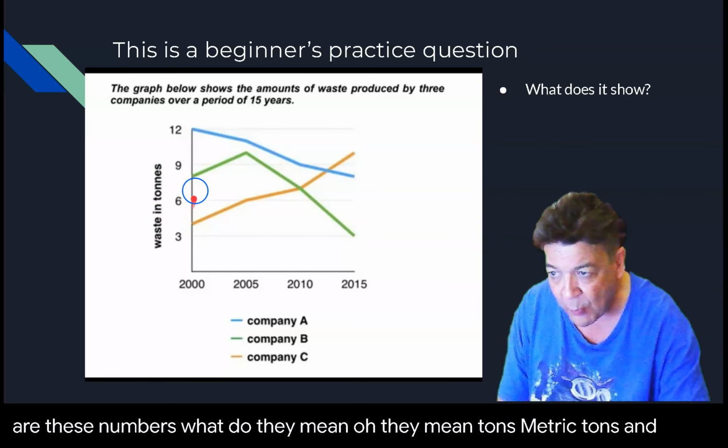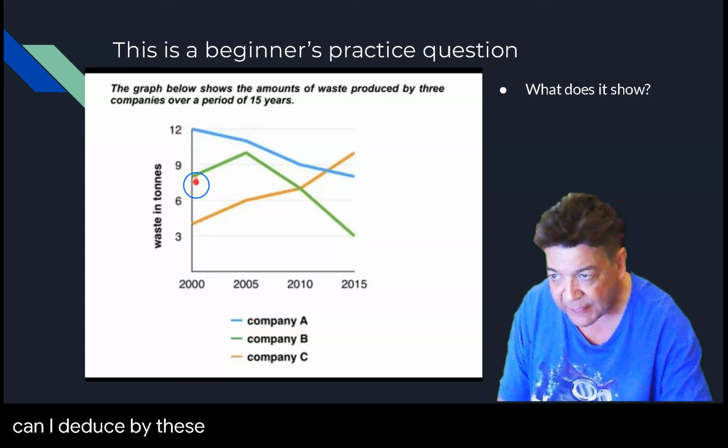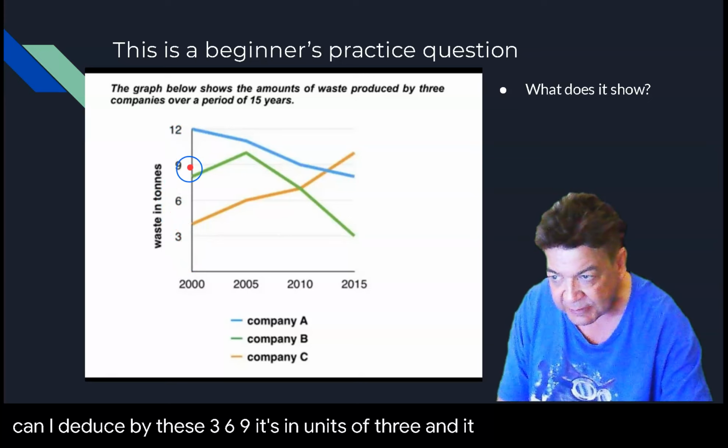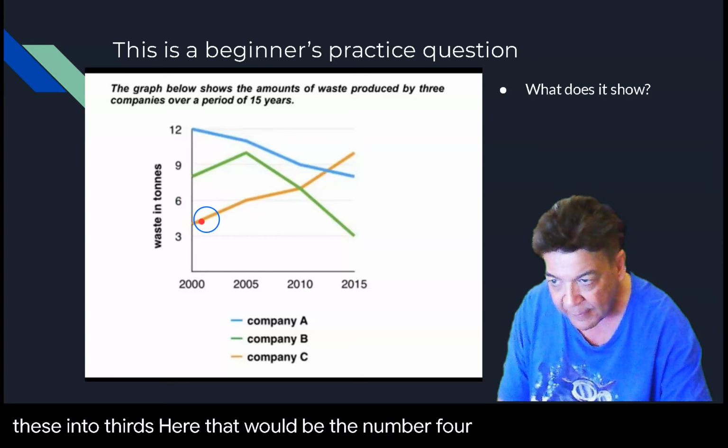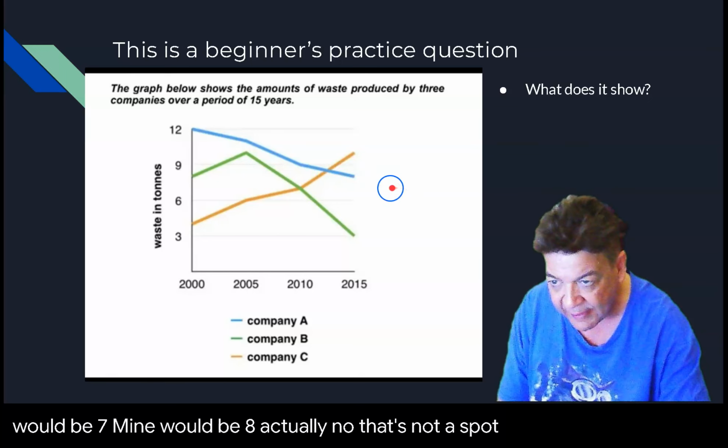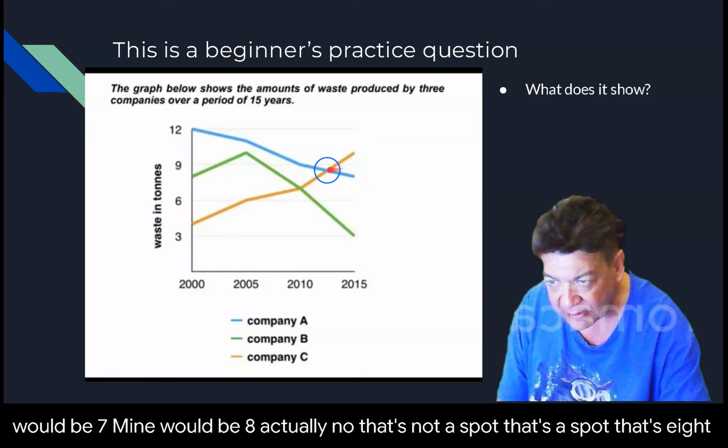And what can I deduce by these, where they are? Well, 3, 6, 9, it's in units of 3. And you can easily divide these into thirds and see that, for example, here, that would be the number 4. Okay, up here, 1 above 6, that would be 7. This just below 9 would be 8. Well, actually, no, that's not a spot. That's a spot. That's 8. That's 9. So that's 8.5.